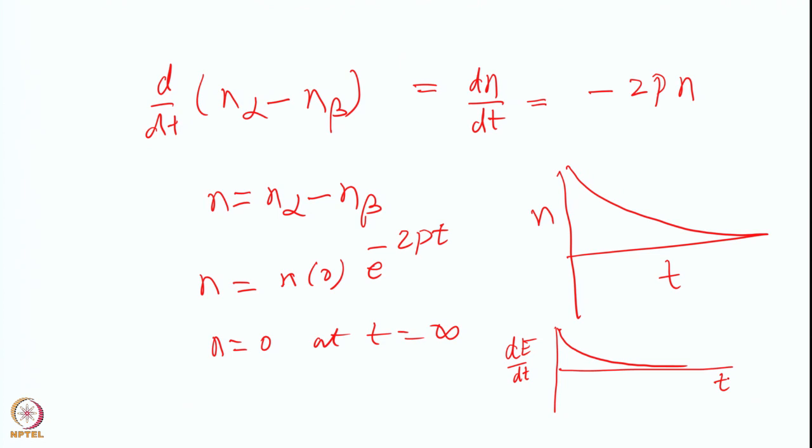However, in an NMR experiment, it does not happen that, however long you keep the sample in your magnet, you keep on getting the signal. And this happens because there is what is called the spin lattice relaxation.